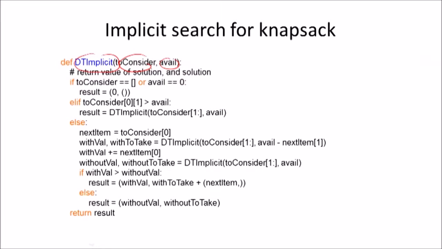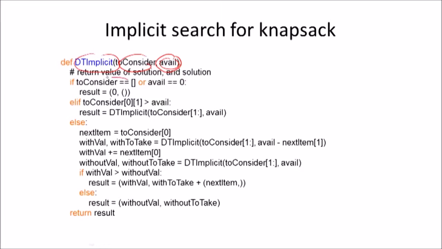To consider is what are the things I still have in my list I could hand in. But whereas in the previous case, so far was all the set of things I had, here I'm actually going to keep track of how much space is still available. So it's doing that test to see, do I still have things available or not? What I'm going to return is the value of the solution and the solution itself.